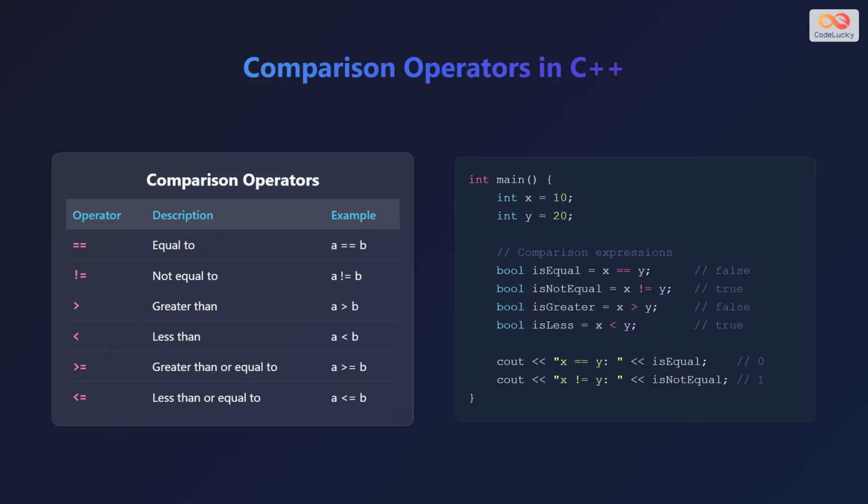Let's dive into the code example. Here, an integer variable x is assigned the value 10, and another integer variable y is assigned the value 20. We have Boolean variables. The first one is assigned the result of the expression x == y, which is false. The second one, notEqual, is assigned the result of x != y, which is true. The third one, greater, is assigned the result of x > y, which is false. The fourth one, less, is assigned the result of x < y, which is true. Finally, these Boolean values are printed to the console with appropriate labels.